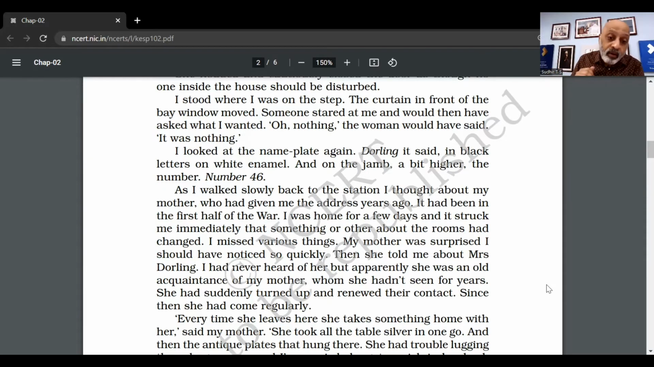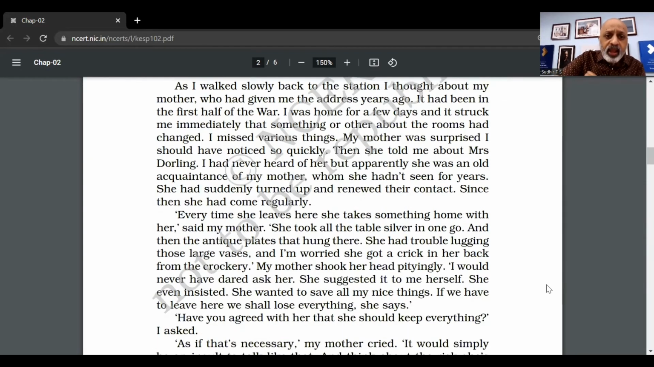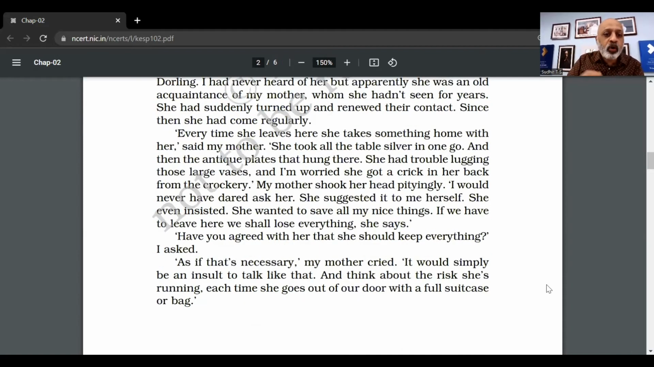Since then, she had come regularly. Every time she leaves here, she takes something home with her, said my mother. She took all the table silver in one go. So silver, which was there in the house, which was being used as cutlery. And then the antique plates that hung there. She had trouble lugging those large vases. Lugging means to carry a heavy load. And I'm worried she has got a crick in her back from the crockery. That is, she has kind of hurt herself because of carrying that heavy load of crockery.